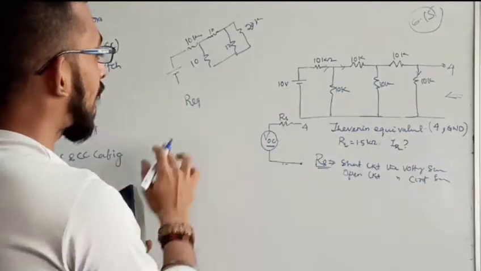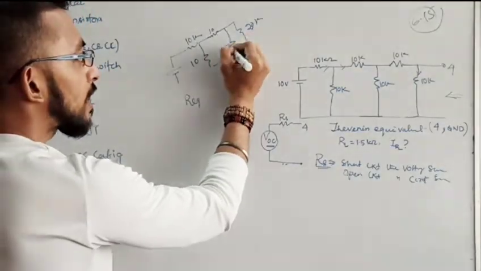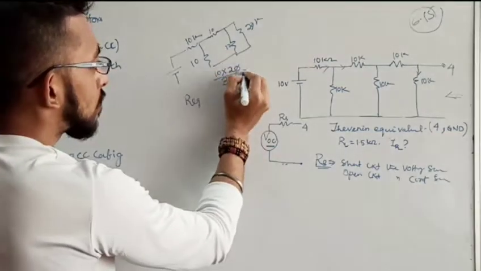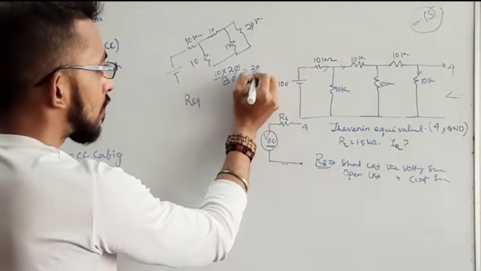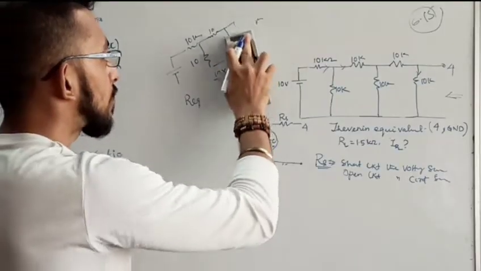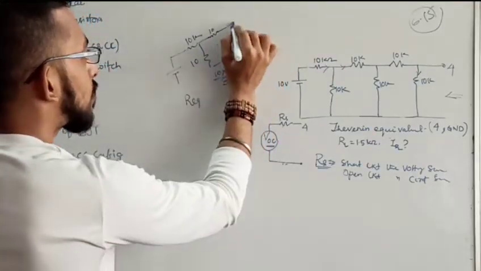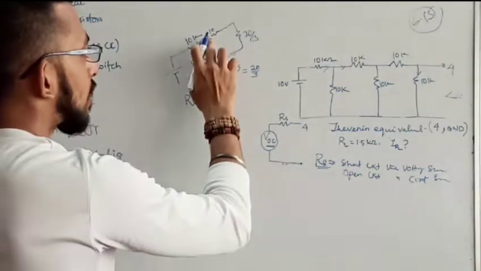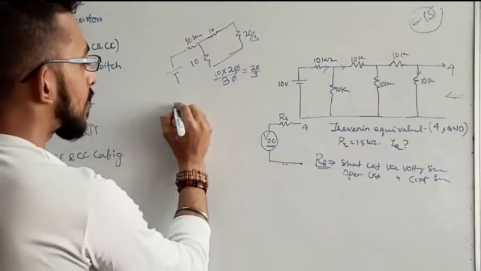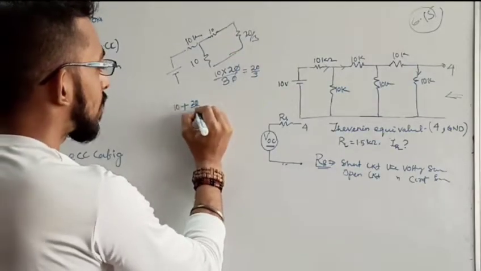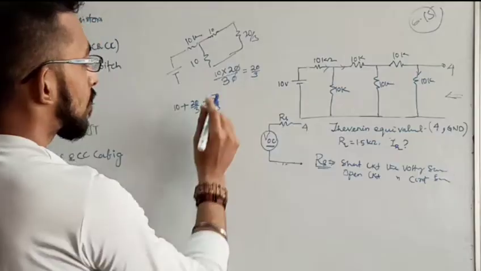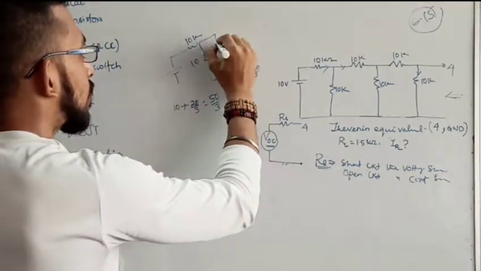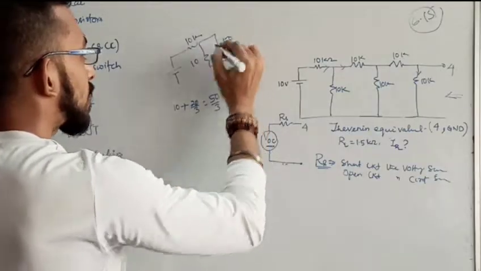So I have to find R equivalent. Now this 10 and 20 are in parallel connection, so it is nothing but 10 into 20 upon 30, which is 20 by 3. These two resistors can be replaced by one single resistor whose value is 20 by 3. Now these 10 and 20 by 3 are in series, so 10 plus 20 by 3 is nothing but 50 by 3. These can be replaced by a single resistor with a value 50 by 3.